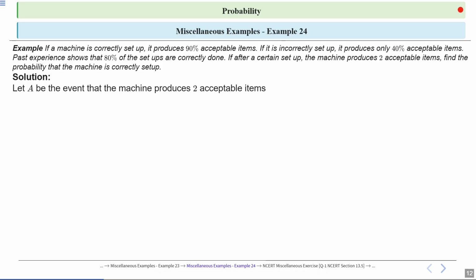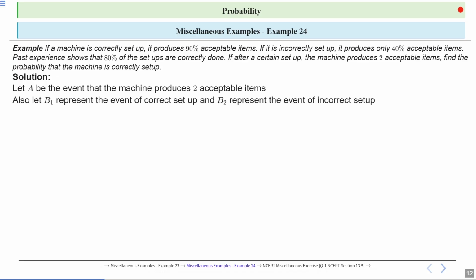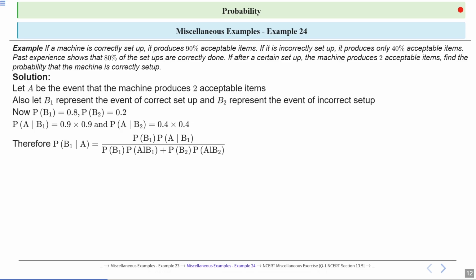Here we first let A be the event that the machine produces two acceptable items. Also let B1 represent the event of correct setup and B2 represent the event of incorrect setup. Now probability of B1 is 0.8 and probability of B2 is 0.2. So probability of A given B1 is 0.9 times 0.9, and probability of A given B2 is calculated by 0.4 times 0.4.